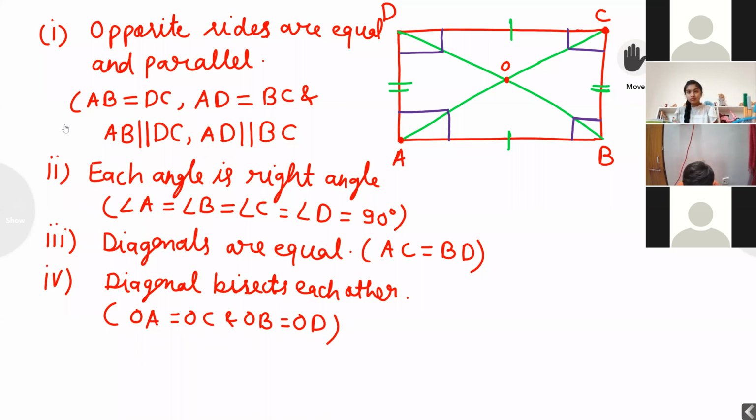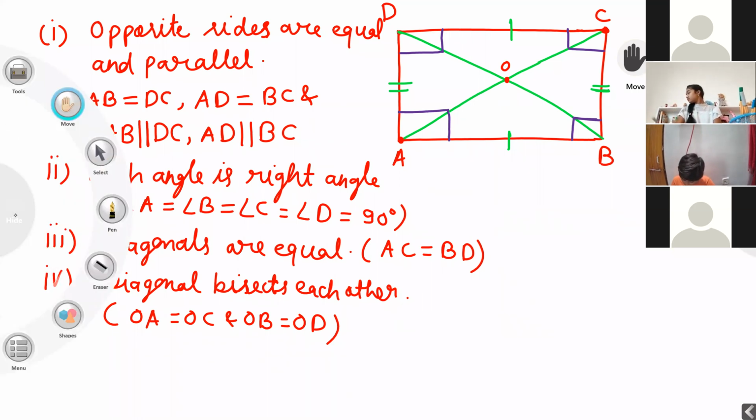I hope, students, there is no doubt in this properties of rectangles. First property, opposite sides are equal and parallel. Each angle is right angle. Diagonals are equal. Diagonals bisect each other. If diagonal is bisecting each other, then I can say the segment of diagonal will be equal. Next key heading, square. Then after square, we'll solve so many questions.